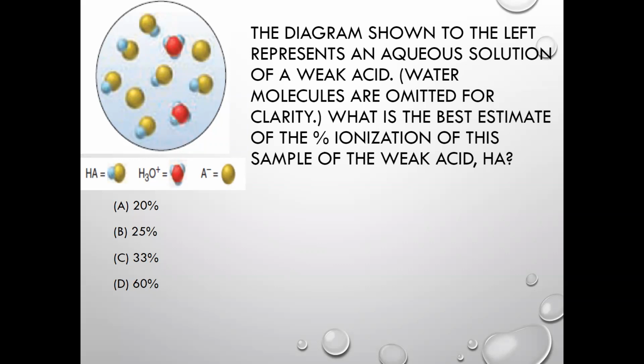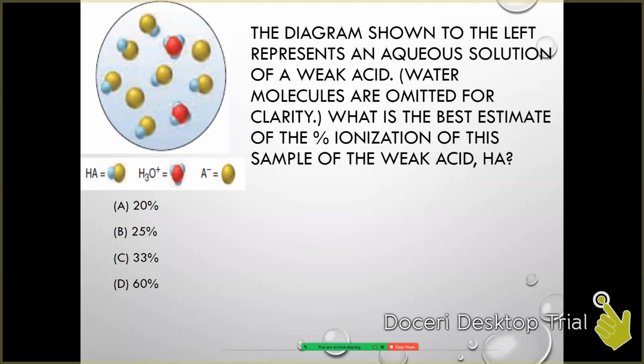And if you remember, your percent ionization was going to be your conjugate base, so that would be on your product side, divided by the concentration of the acid. In this particular one, we won't have a concentration where you can count up particles, but it'll work the same thing. Divided by the concentration of the acid at the beginning. And then times 100.